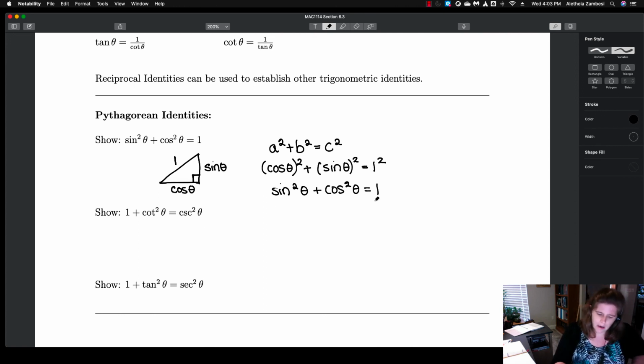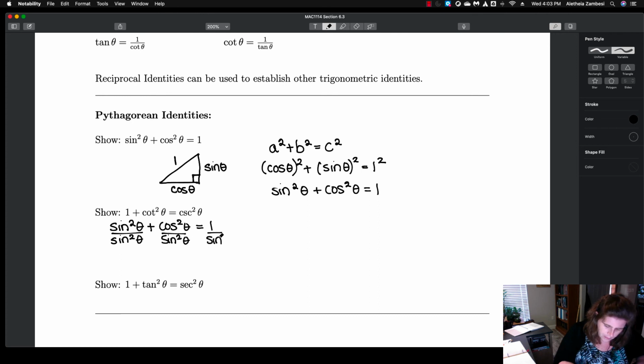We can take our original one and divide through by sine squared. So if I have sine squared theta plus cosine squared theta equal to 1, and I divide everything, remember you can divide legally as long as you do it all the way across, by sine squared theta, and then use some of my relationships we learned above. Sine squared over sine squared is equal to 1. Cosine squared over sine squared.